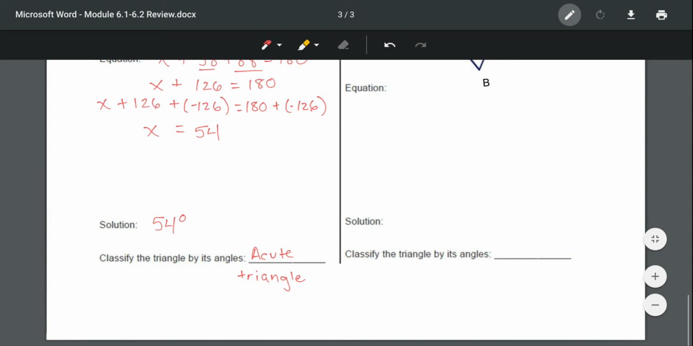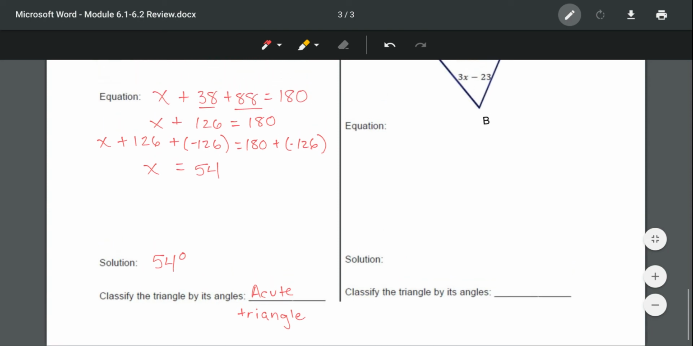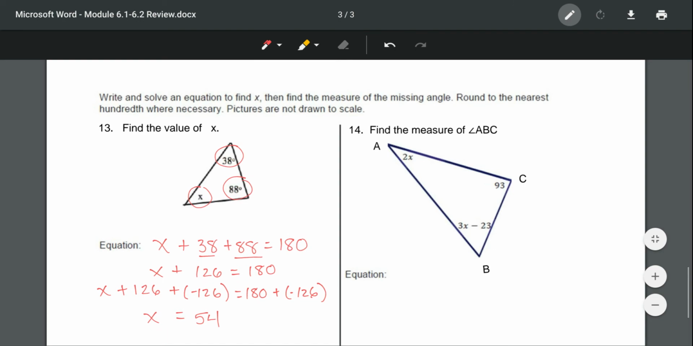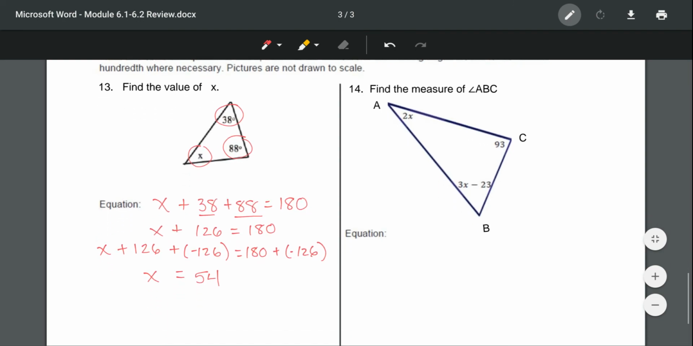Okay. Number 14, find the measure of angle ABC. So angle ABC would be this angle here, the one that measures 3x minus 23. However, to solve for that angle, first we have to figure out the value of just x. So we do need to use all three of these angles to solve the triangle first.